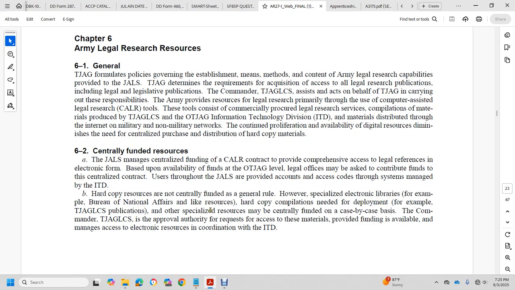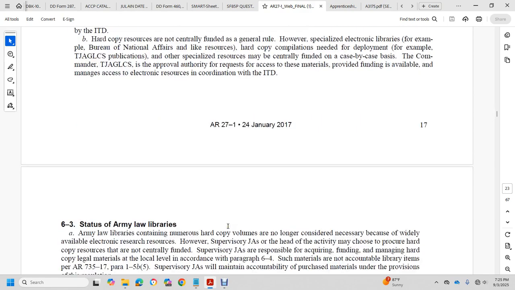Learning Center School publication and other specialized research are essentially funded on a case-by-case basis by the commander, Judge Advocate Journal, Learning Center School, with the appropriate authority requiring the action of the material, provided funding is available to manage the electronic research, coordinated with the ITD.